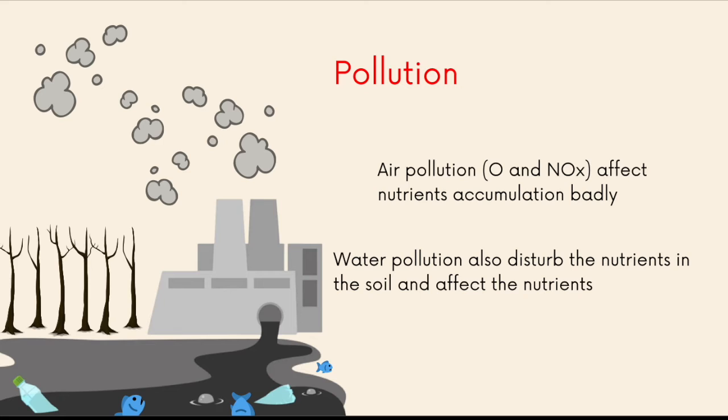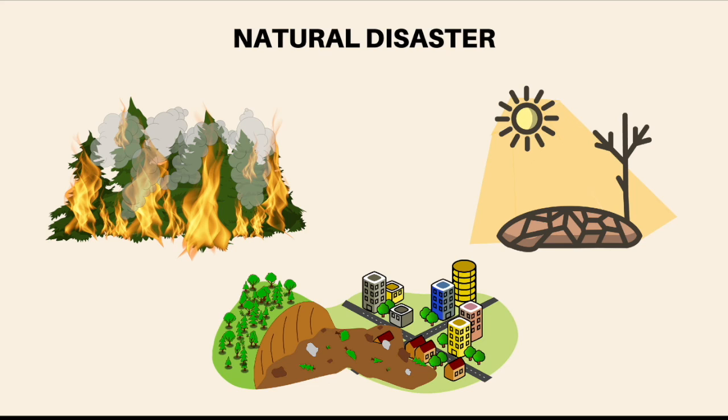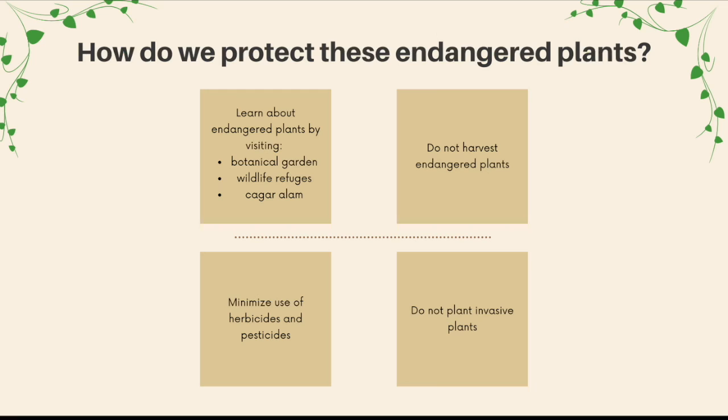Aside from taking those resources, human activities also pollute the environment through various activities, such as factories and cars that pollute the atmosphere and affect the nutrient accumulation, and domestic waste that often pollutes the water and disrupts the nutrients in the soil. Natural disasters can also affect biodiversity. The natural disasters that can endanger plants are climate change, which can cause forest fires or wildfires, and drought. Moreover, earthquakes can cause landslides in mountainous areas.